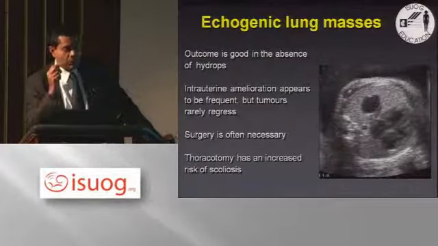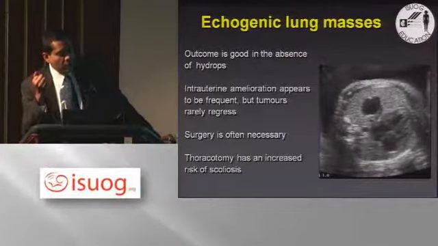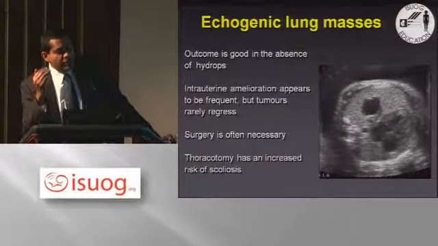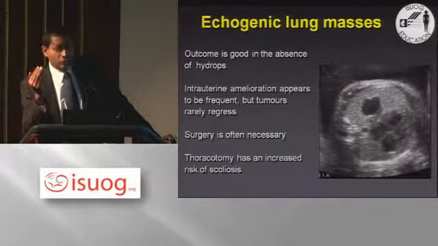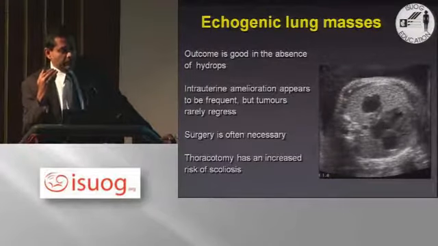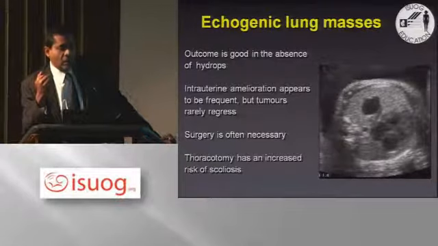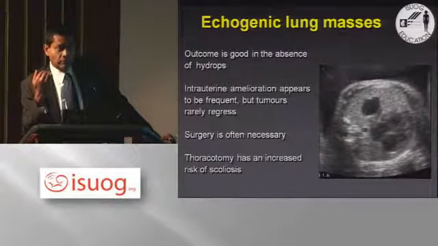So, in conclusion, echogenic lung masses, outcome is good in the absence of hydrops. Intrauterine amelioration appears to be frequent, but tumours rarely regress, and surgery is often necessary postnatally. It's important to realize that large tumours where open fetal surgery is necessary run a risk of scoliosis.